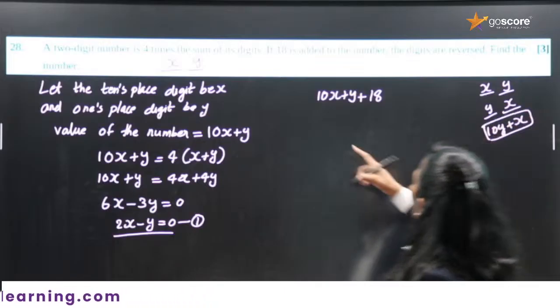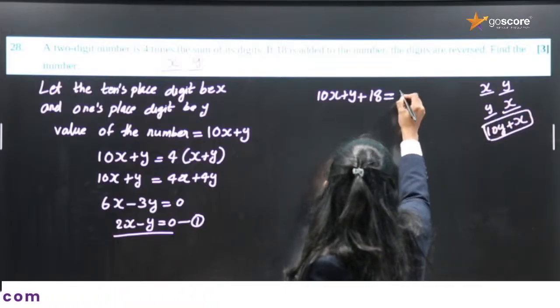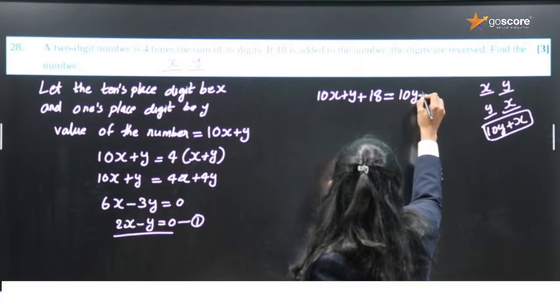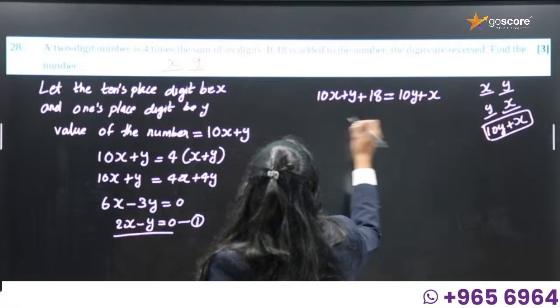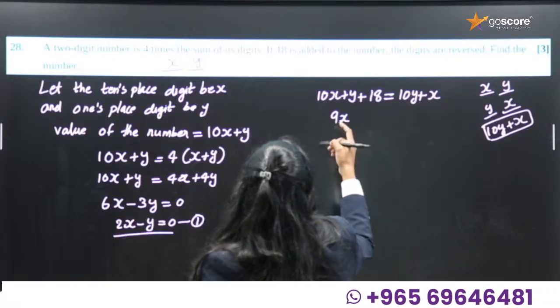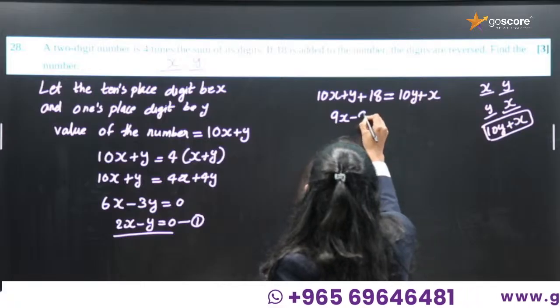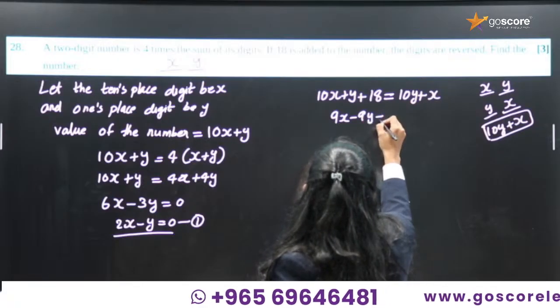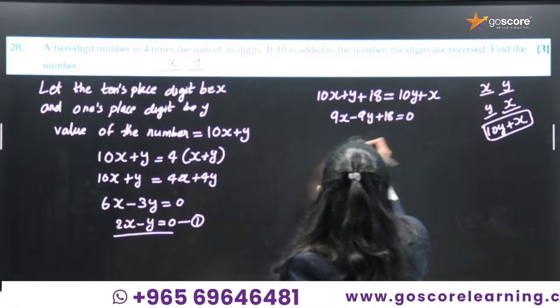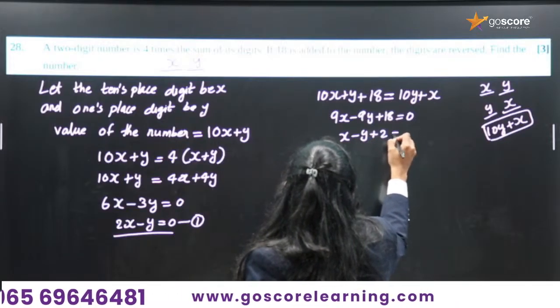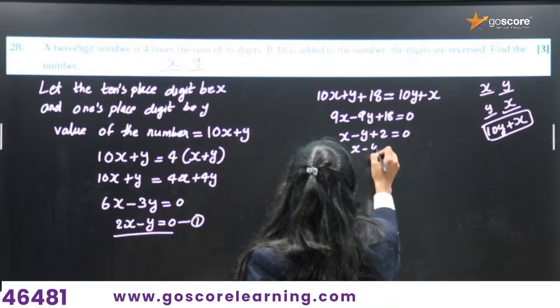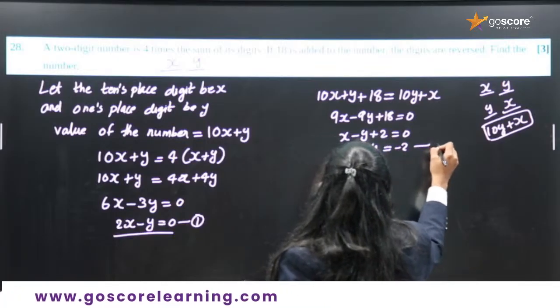So 10x plus y plus 18 will be 10y plus x. When we arrange it, it will be 10x minus x, 9x, minus 9y plus 18 equal to 0, or you can write x minus y plus 2 equal to 0, that is x minus y equal to minus 2. This is our second equation.